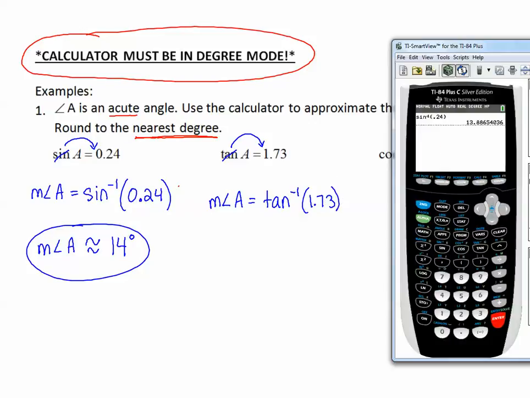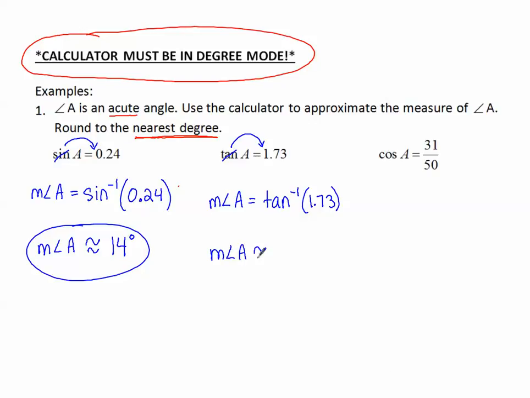Go to my calculator, second tangent, 1.73. Close parentheses, enter. That's a 9. It makes that go up to a 10, which makes 59 into 60. So the measure of angle A is approximately 60 degrees.